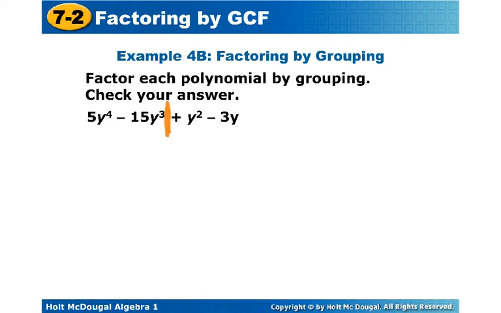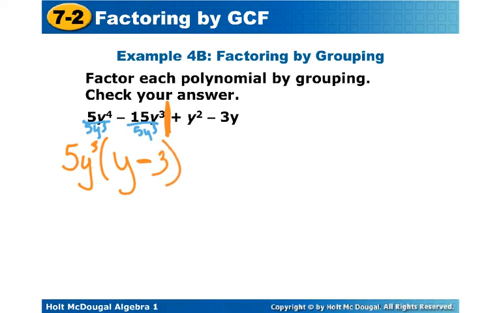Okay? So looking at my first grouping, I have 5y to the fourth minus 15y cubed. Well, 5 and 15, 5's a factor of both, so I can take out a 5. Then I have y to the fourth and y cubed. So I know I can take out a y cubed there. So if I take this term out from both of these, remember guys, it's like dividing, you are left with y minus 3.